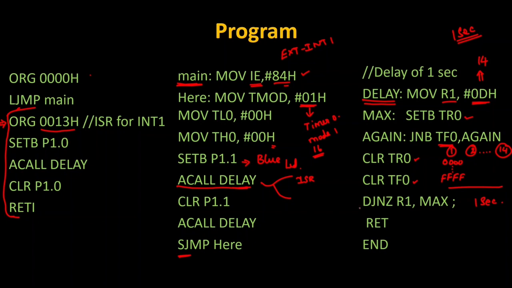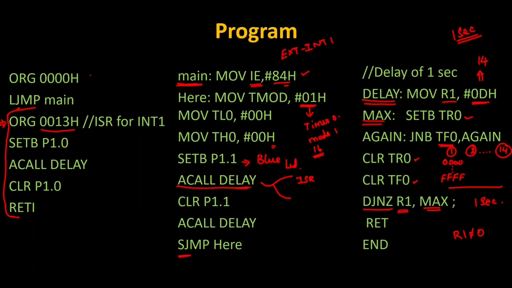So I have to make use of this DJNZ, which means till R1 becomes 0, I have to repeat the loop again and again. If R1 is not going to be 0, it is going to jump to max. Where max is here, here it is. Again TR0 is going to be enabled so that the timer is going to start its count from 00 to FF, and after that this is going to be repeated again and again.